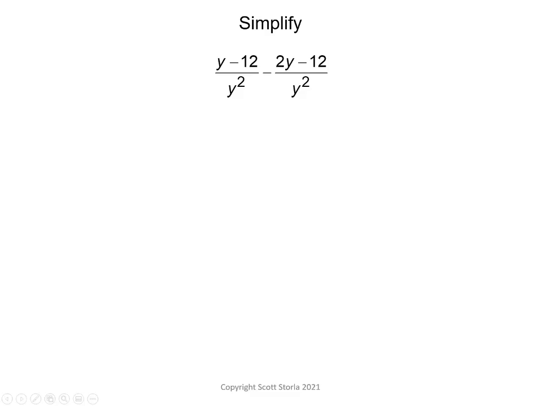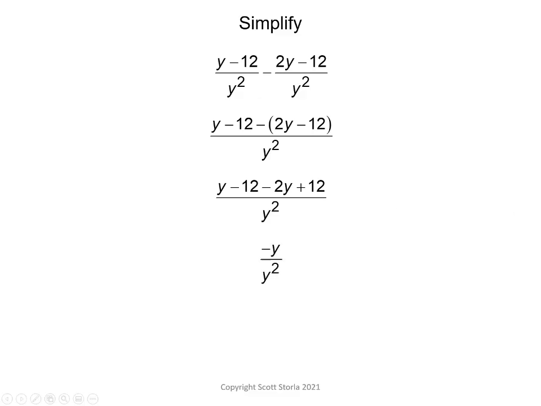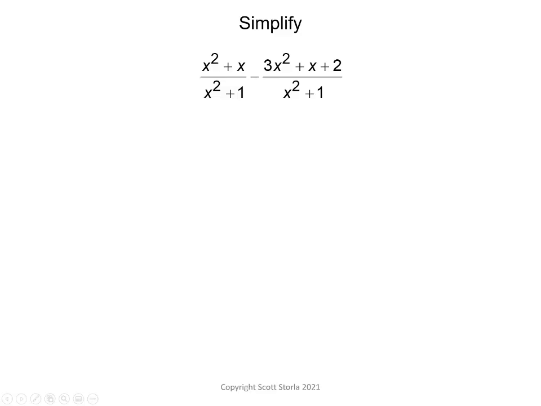Here's another subtraction problem. After subtracting the second numerator and distributing, I can collect like terms. This will give me negative y. This will give me 0. So I'll have negative y over y squared. I have a common factor of y, which can reduce to negative 1 over y. If you want to put the negative in front, that's fine also. Try this one.